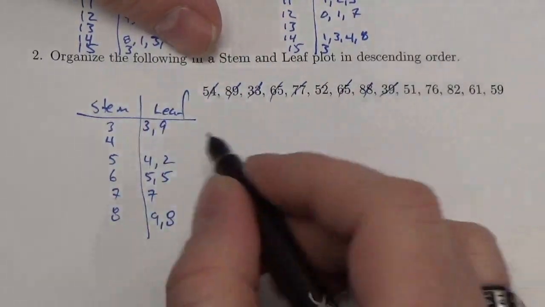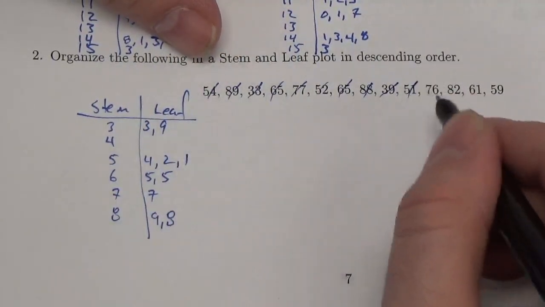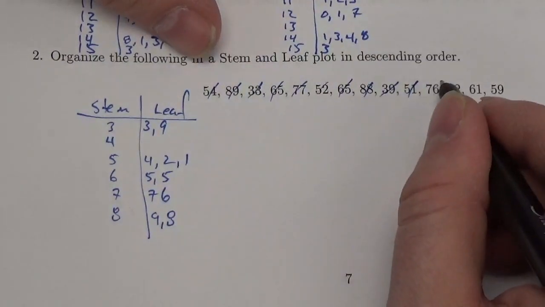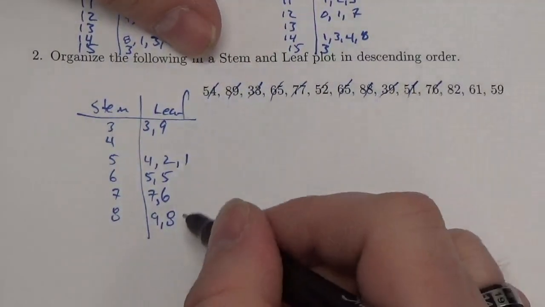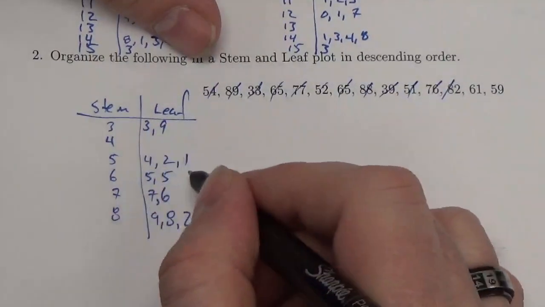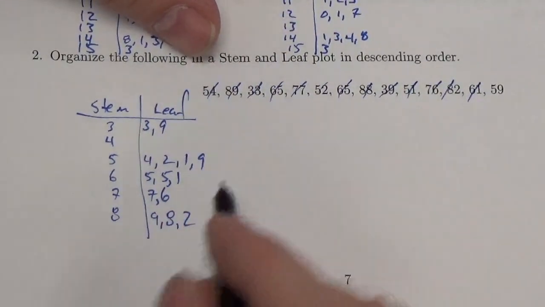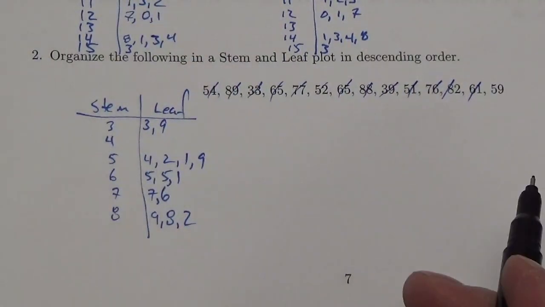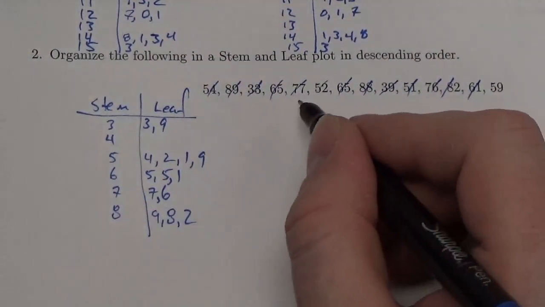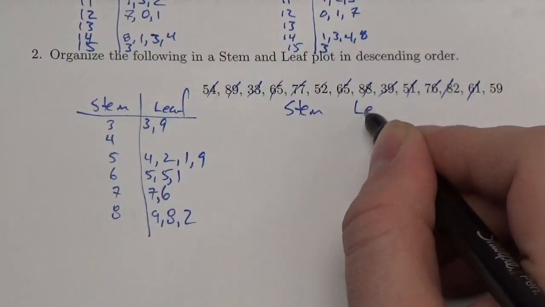39, 51, 76, oops, I put a comma there, 82, 61, and 59. And once again, notice that there's this gap here in the 40s, nothing there. That's okay. Now, stem, leaf.